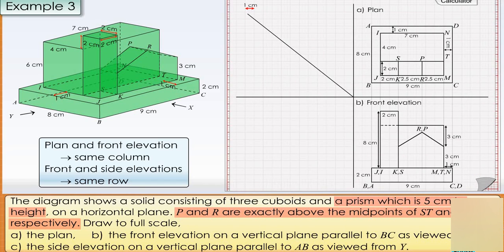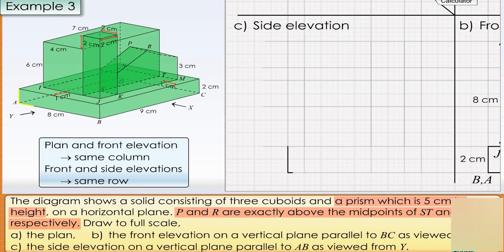Finally, we will use the plan and the front elevation to help us draw the side elevation. Once again, we draw projection lines from the plan and the front elevation to the side elevation part, which should be in the same row as the front elevation. The angle here must be 45 degrees. The last step now is to complete the drawing.